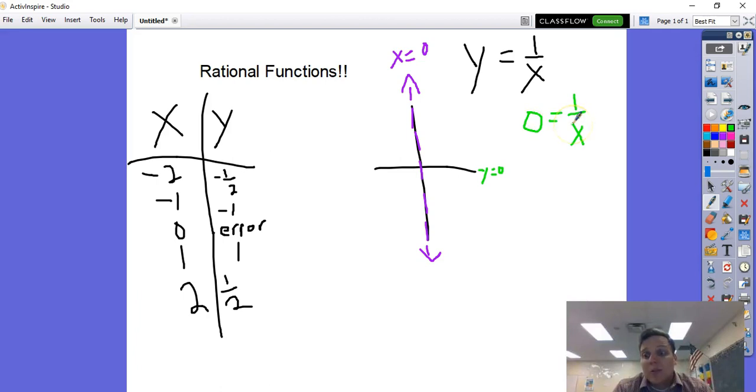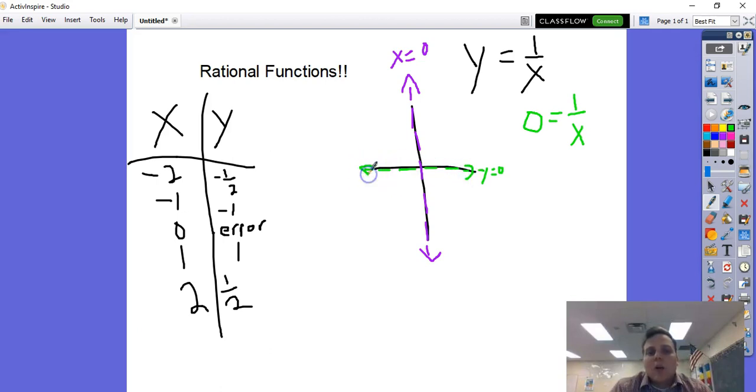There's no way to divide by a number to get 0. It's not possible. You cannot divide by a number and get 0. So in other words, I'll never get an output of 0. It's not possible. There's no input that will give me an output of 0. So therefore, I also have what's called a horizontal asymptote of y equals 0.